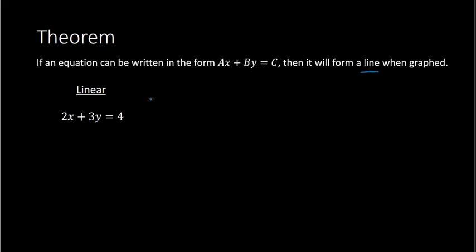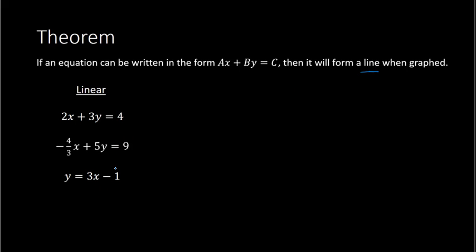Now, a, b, and c could be fractions or negative or decimals or whatever. So here we have another example. Negative 4 over 3x plus 5y equals 9. This would also be linear because we have ax plus by equals c.